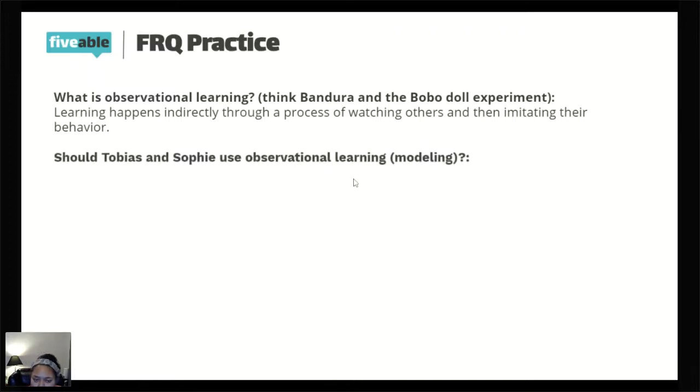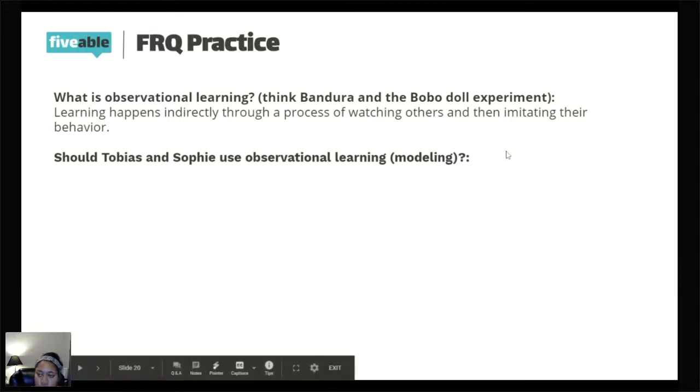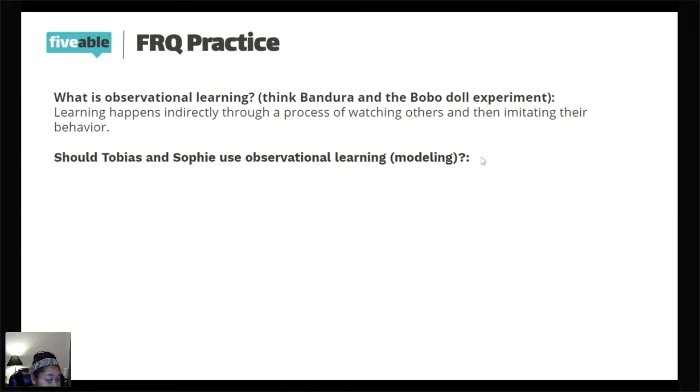So, should Tobias and Sophie use observational learning, also known as modeling? I put it in parentheses because you may see modeling or observational learning. They're very similar, or the same thing, just two different ways of being expressed. So, do you think that they should use this concept in order to teach their children, or to get their teenagers to do the laundry on their own? So what do you guys think?